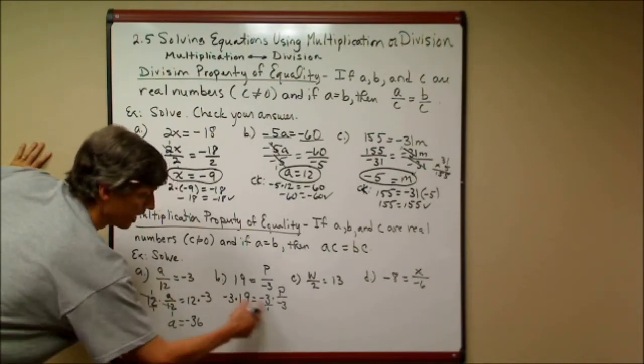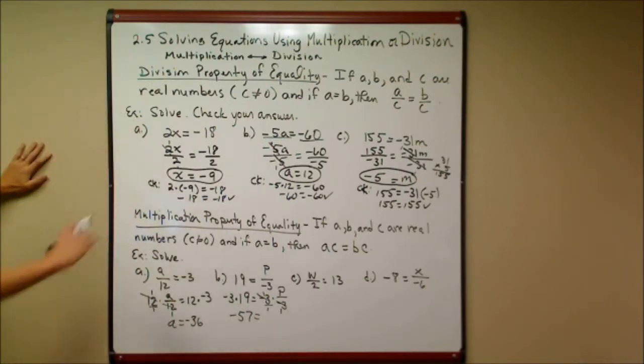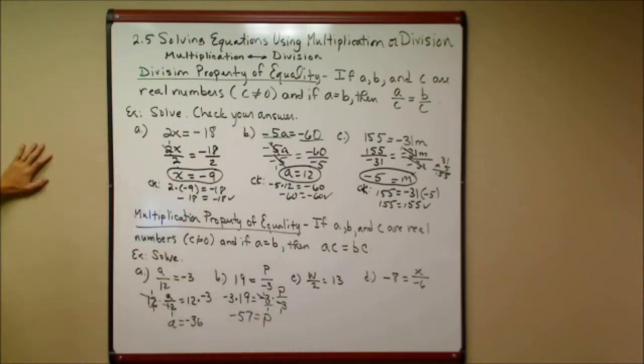Here, the negative 3's cross cancel out. Now, a lot of students don't put the little over 1 and then cross cancel and put the 1s. They just cross them out. And this is the idea behind it, and that's why I write it that way. And I get p is equal to negative 57.